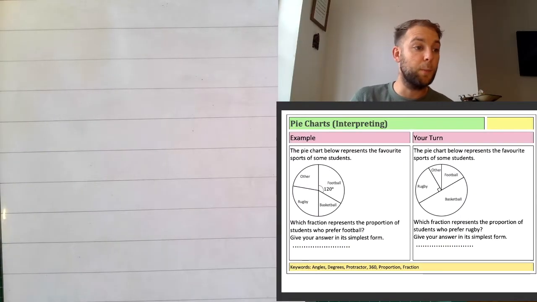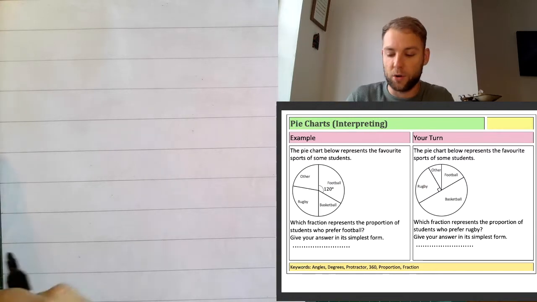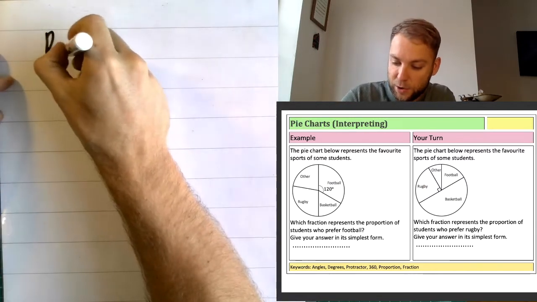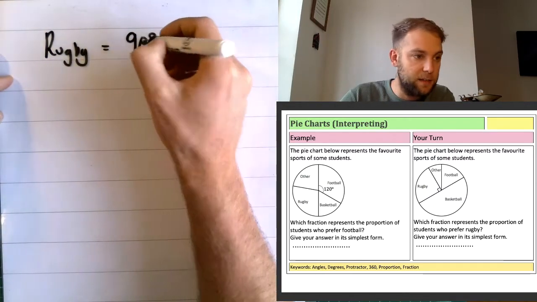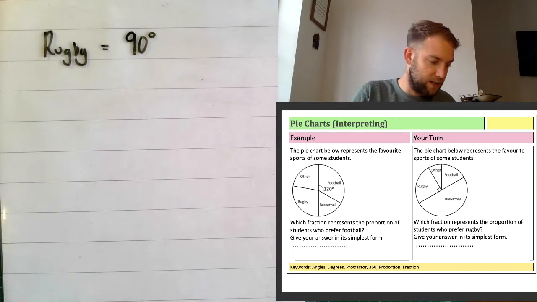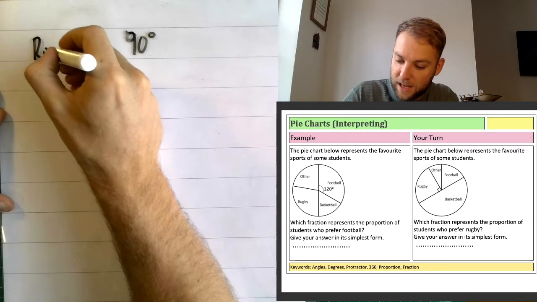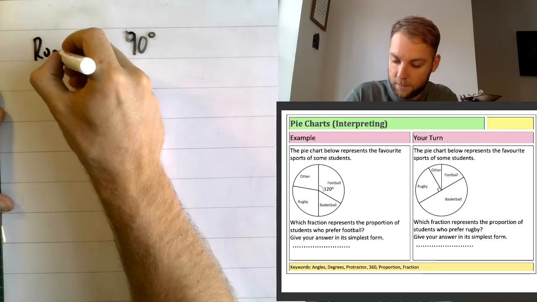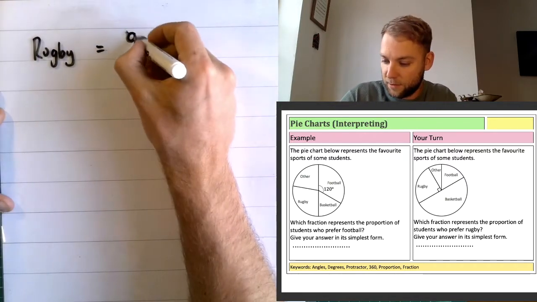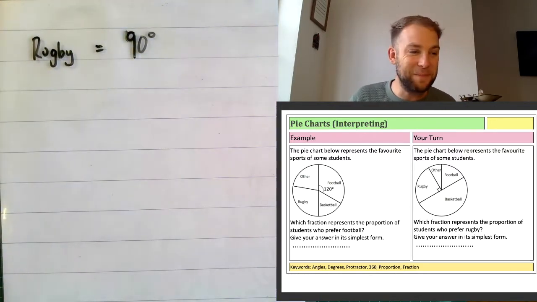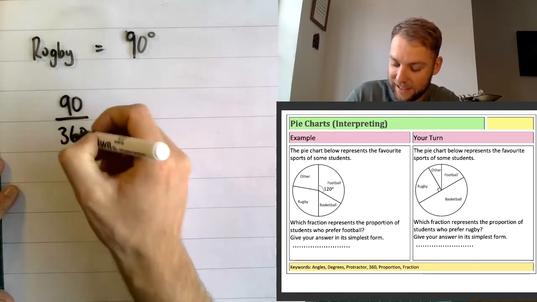So with this one, we're looking at the proportion of people who like rugby. Now you'll notice that rugby's got that little square in the corner, which means that it's 90 degrees. So rugby is equal to 90 degrees. Spelled rugby wrong there, haven't I? There's my dyslexia coming in. Okay, so rugby is 90 degrees, so the proportion of that is 90 over 360.